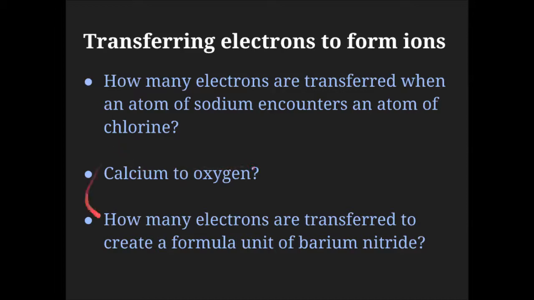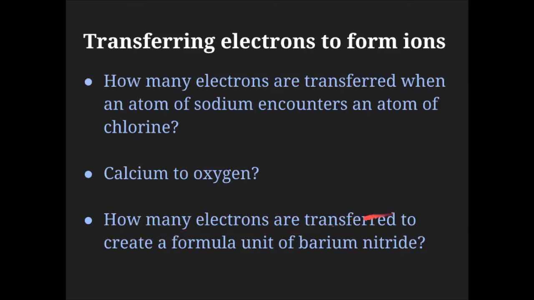All right, calcium has two valence electrons. Oxygen has six valence electrons, and so one calcium could transfer two electrons to oxygen, and then the oxygen would be an oxide ion, and so it would just be two electrons that need transferring.